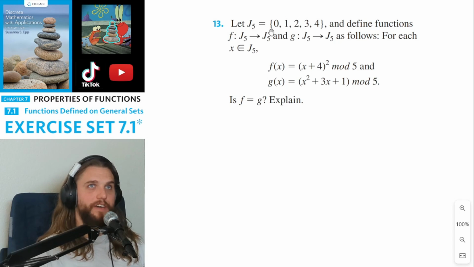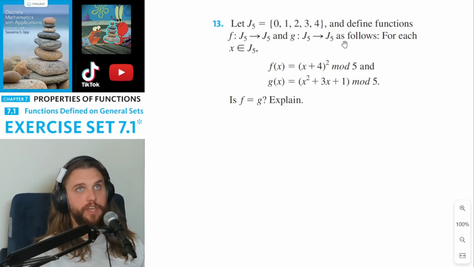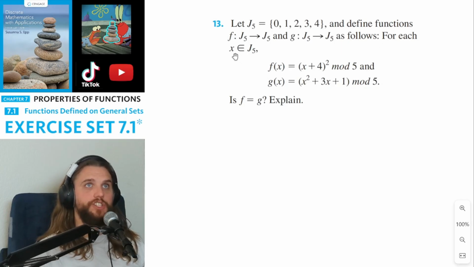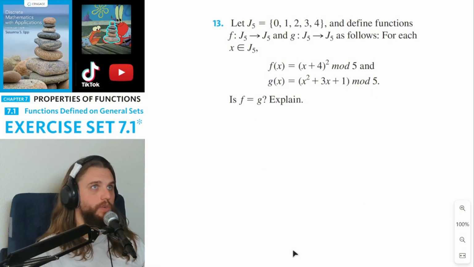Let J sub 5 equal the set {0, 1, 2, 3, 4}, and define functions f from J5 to J5 and g also from J5 to J5 as follows. For each x in the set J sub 5, f of x equals (x plus 4) squared mod 5, and g of x equals x squared plus 3x plus 1, all mod 5. Is f equal to g?